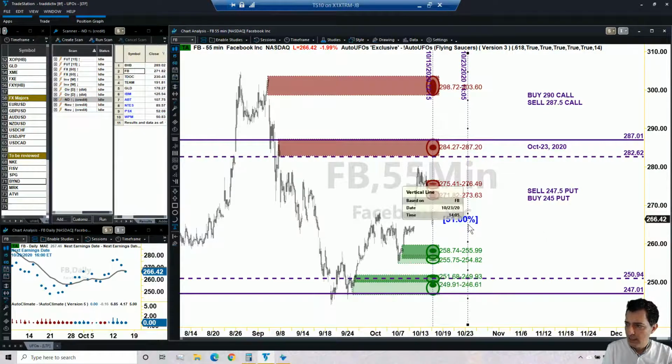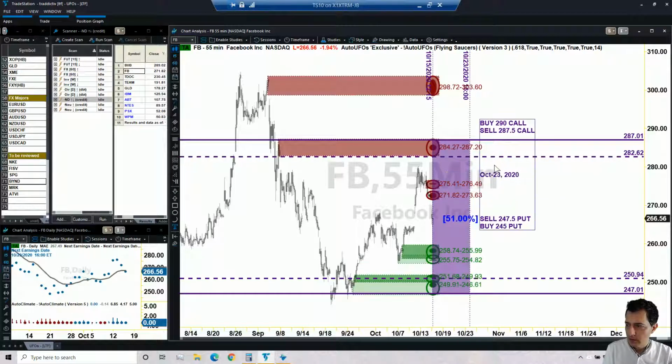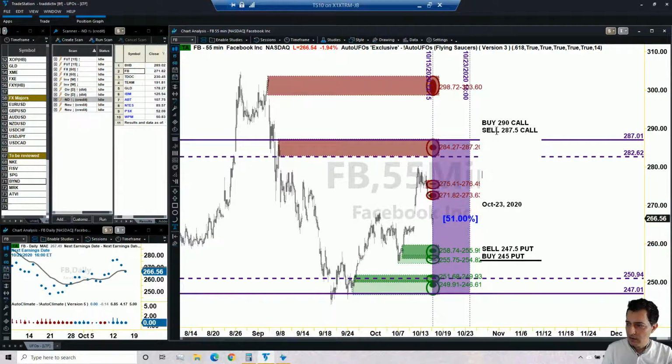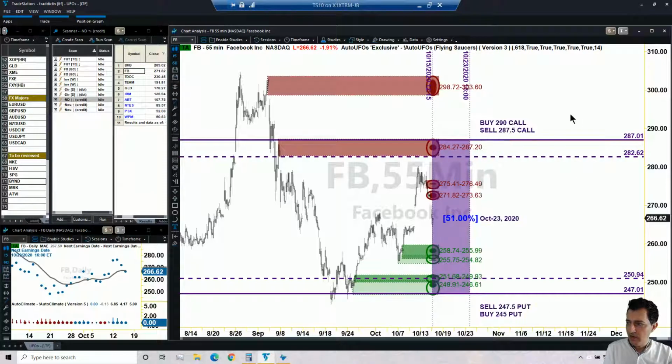So we are using October 23. Here we go. Okay, October 23. And therefore, basically, our bet on this trade is for the stock to stay within this range from now until October 23. So this is our bet, with the strikes above and the strikes below. And my friends, this is our condor.